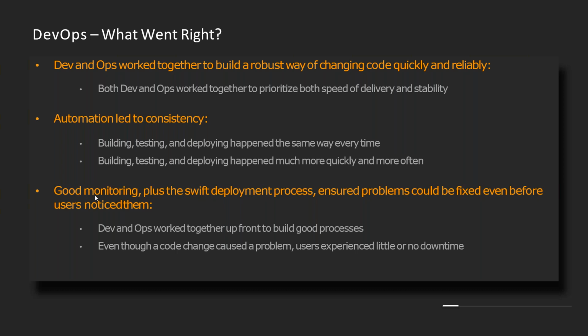So good monitoring also plays a very major role. Plus the swift deployment process ensured problems could be fixed even before users notified them. Dev and ops work together upfront to build a good process. Even though a code change caused a problem, users experienced little or no downtime.